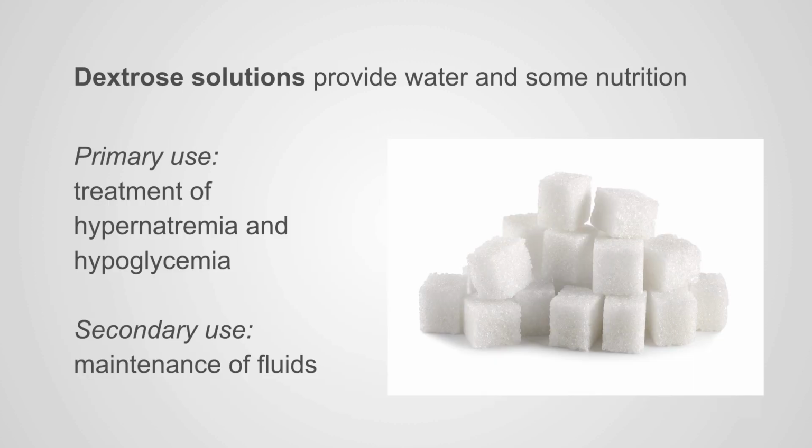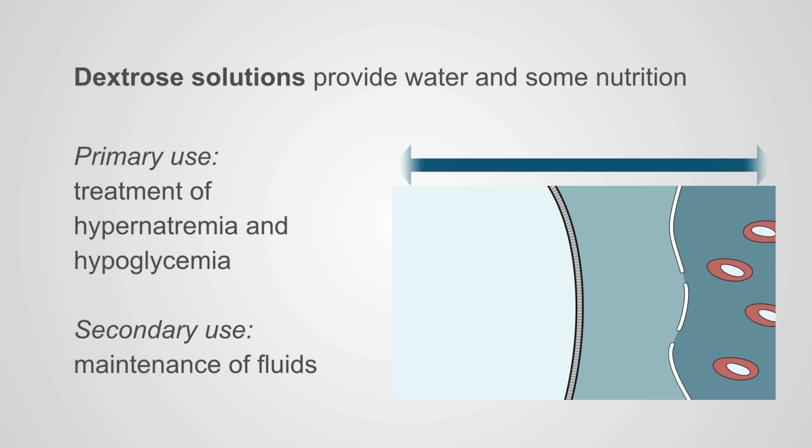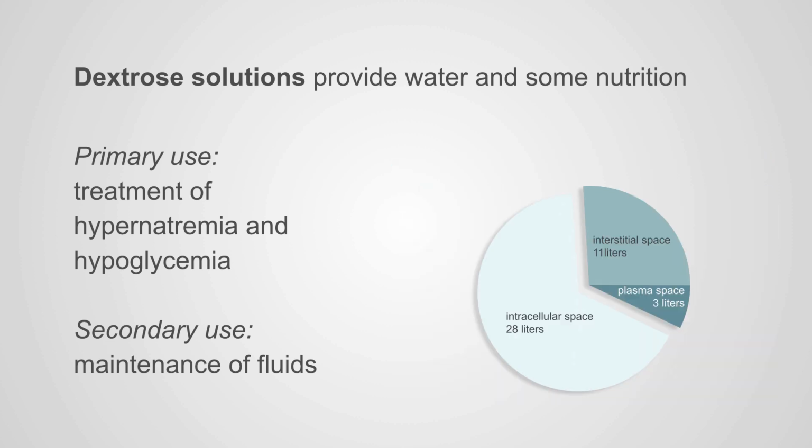Dextrose solutions provide water and some nutrition. Their primary use is in the treatment of hypernatremia and hypoglycemia. They have a secondary use as maintenance fluids. Dextrose solutions distribute across the entire total body water, and they distribute as the total body water would distribute, with 2/3 going to the intracellular space, 1/4 going to the interstitial space, and 8% being locked into the plasma space.